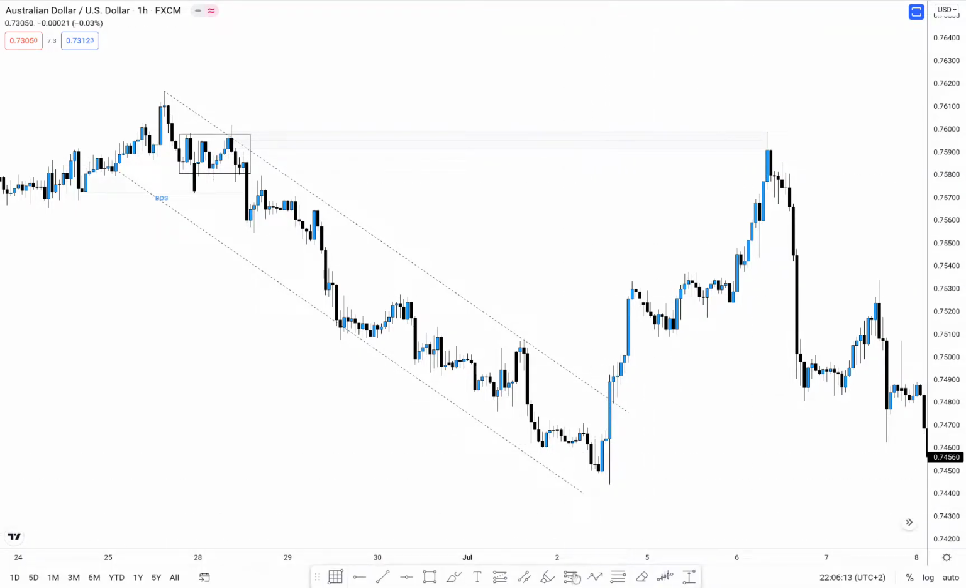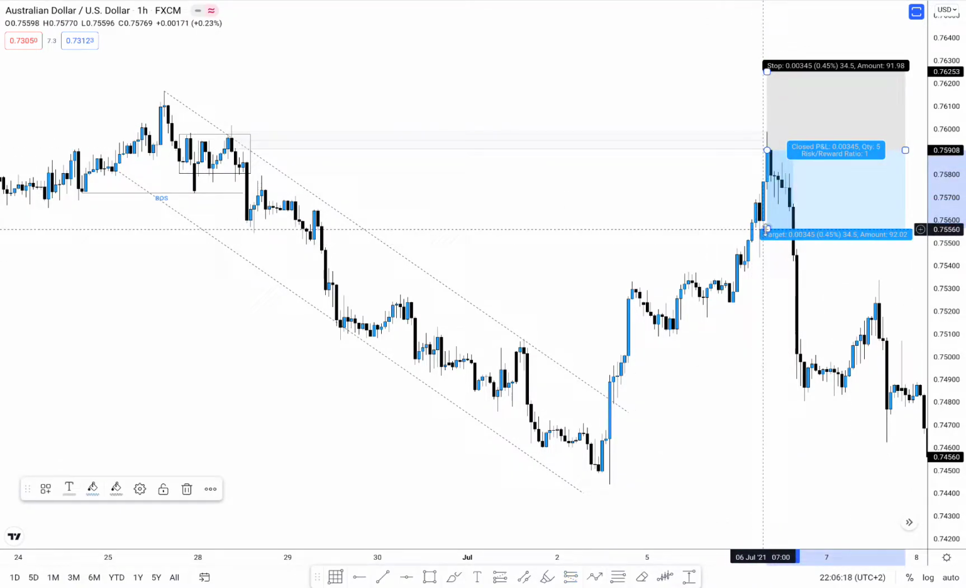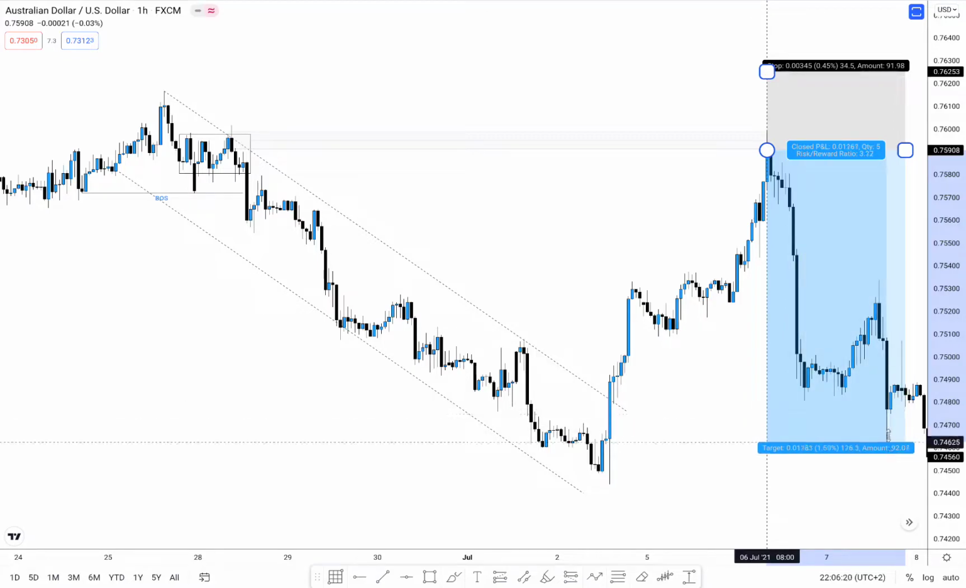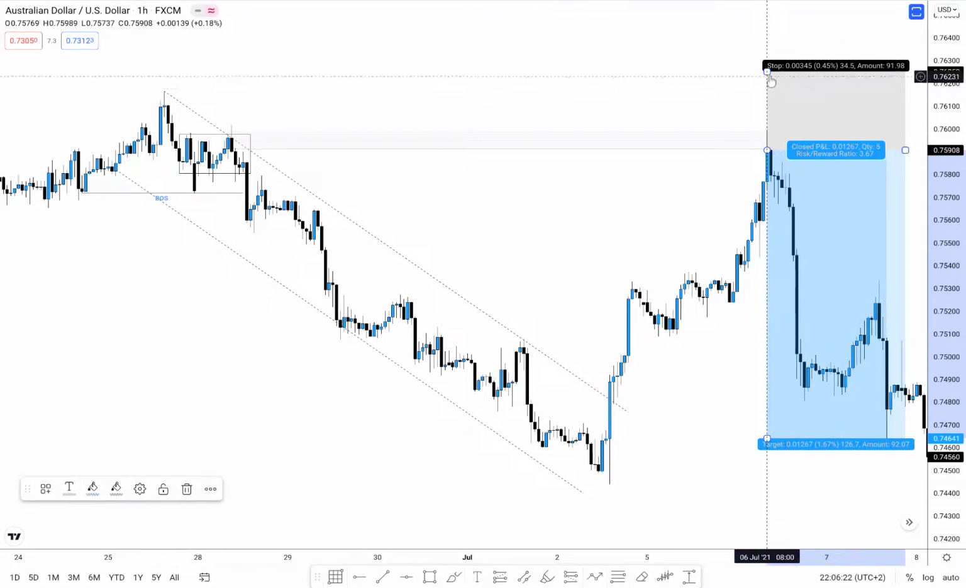This game is about waiting, guys. Patience is key. Patience is key. I will teach you how to find entries on these type of moves and catch these pips.